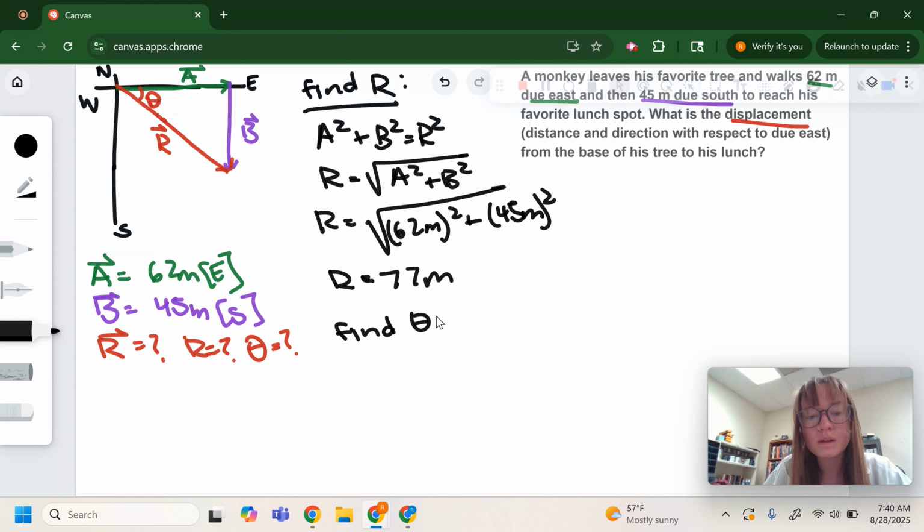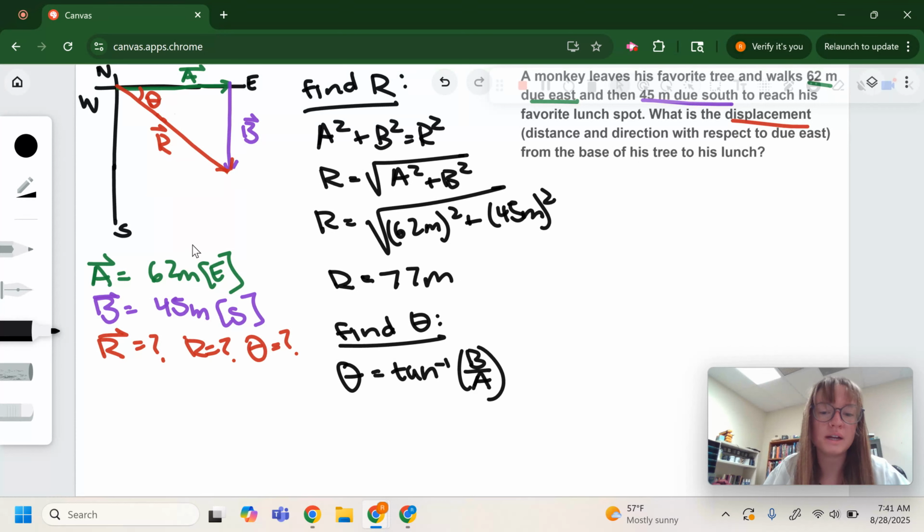When we find theta, here we are going to use opposite, that's B, and adjacent, that's A. We're going to use inverse tangent. So we say that theta is equal to inverse tangent of B over A. Notice this time that theta is tucked inside the triangle, so we don't have to do anything funky with phi or with completing the rectangle. We are all good to go.